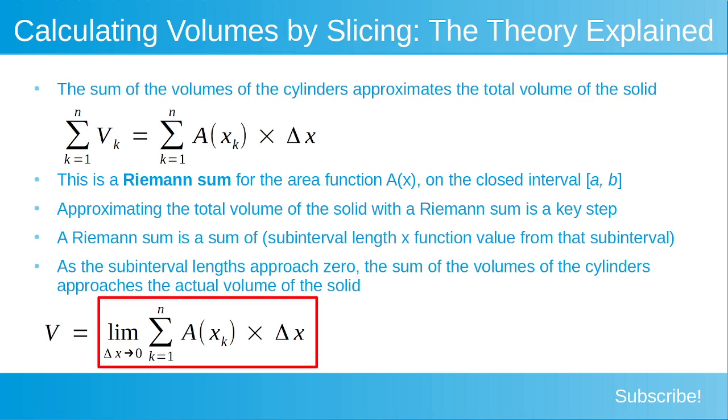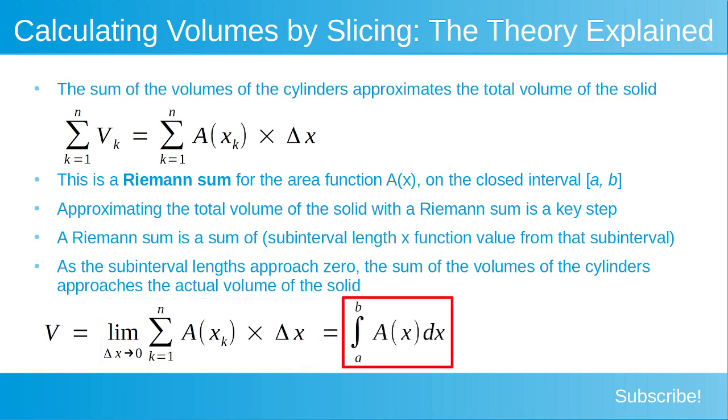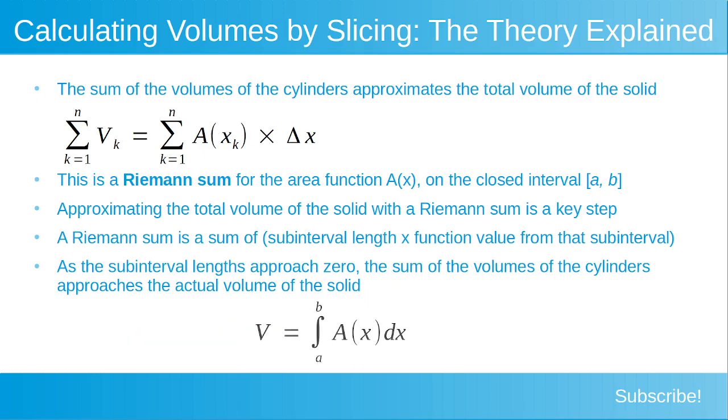Now, the terms inside this red rectangle highlighted here are the limit as the subinterval lengths approach 0 of a Riemann sum of the function A of x subscript k on the closed interval from a to b. Now, this is the definition of the definite integral from a to b of A of x dx. So we can equate the actual volume of the solid as being equal to the definite integral from a to b of A of x dx.